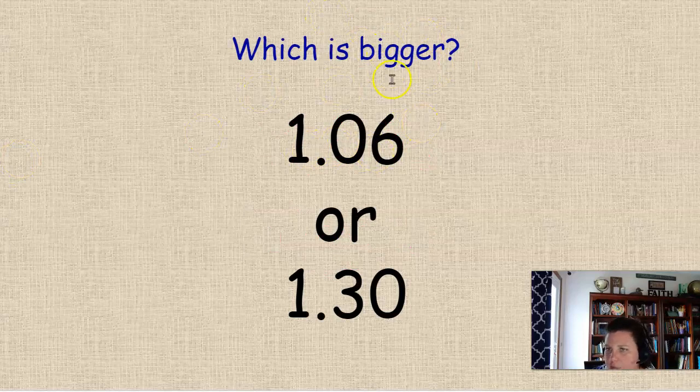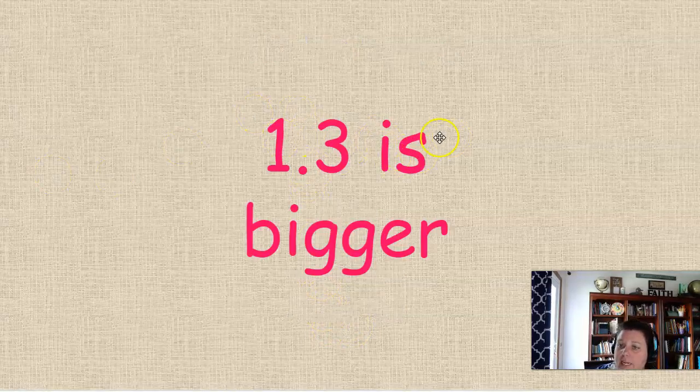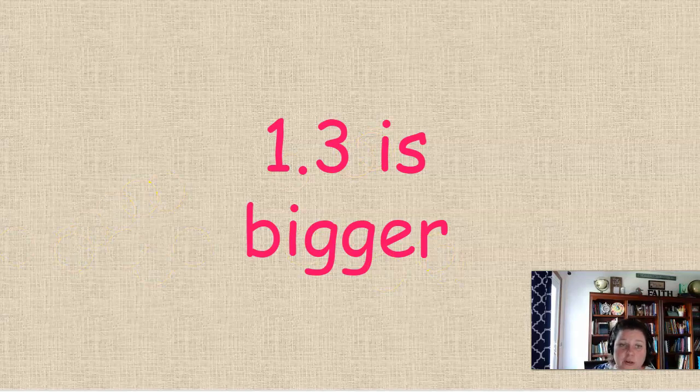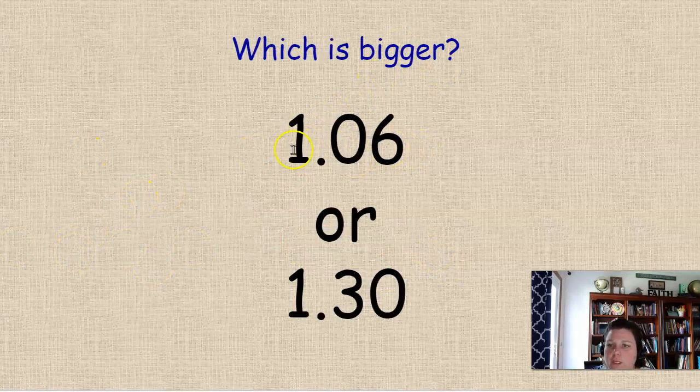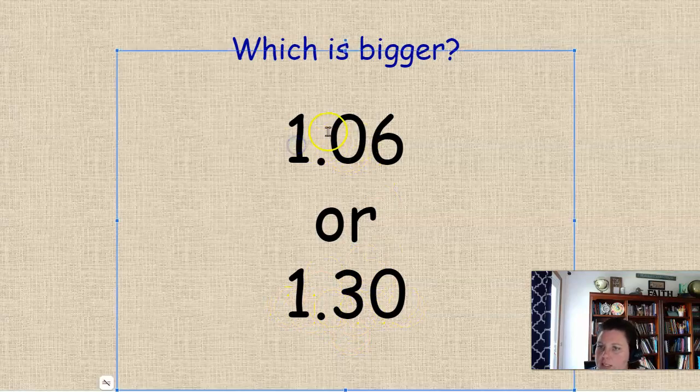A couple more. Which is the greater or the bigger number? 1 and 6/100 or 1 and 3/10? Well, 1 and 3/10 is the greater number. If you're looking from the whole number going to the right, you can see that the 3 in the tenths place is worth more than a 0 in the tenths place. So this would be like $1.30. This would be like $1.06.